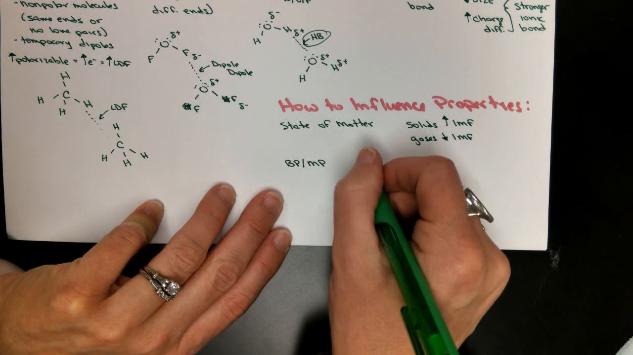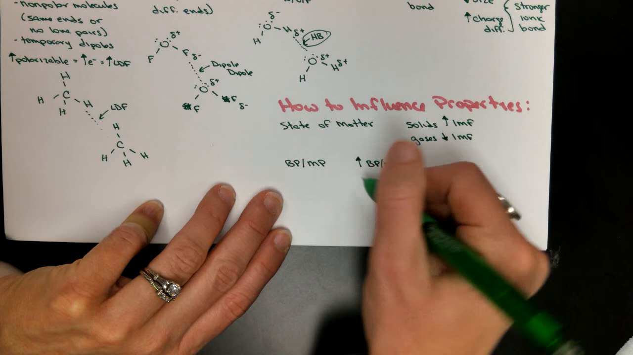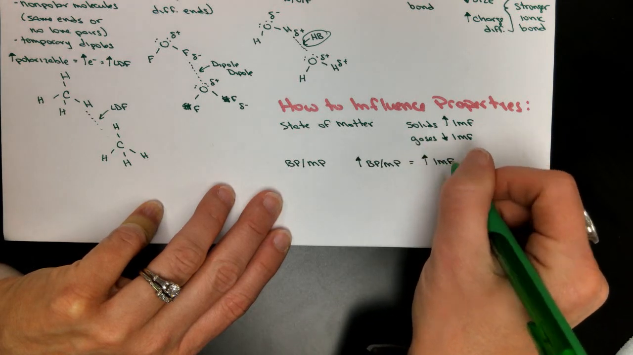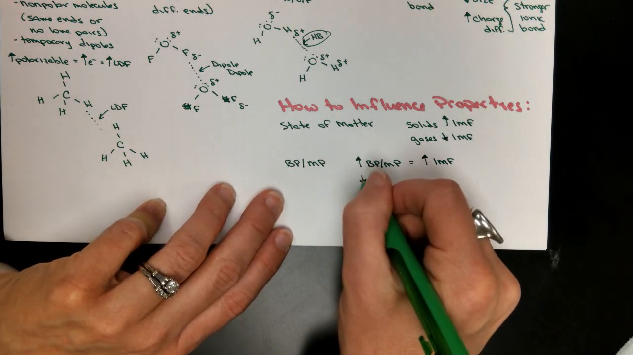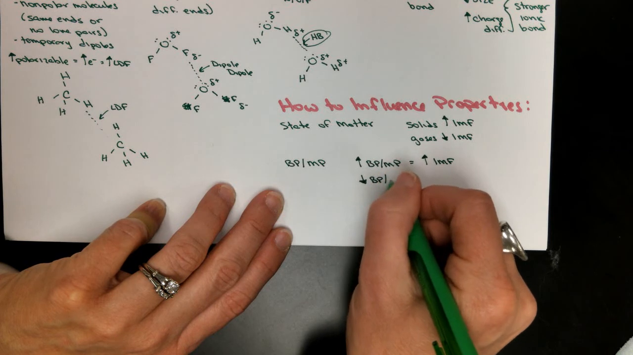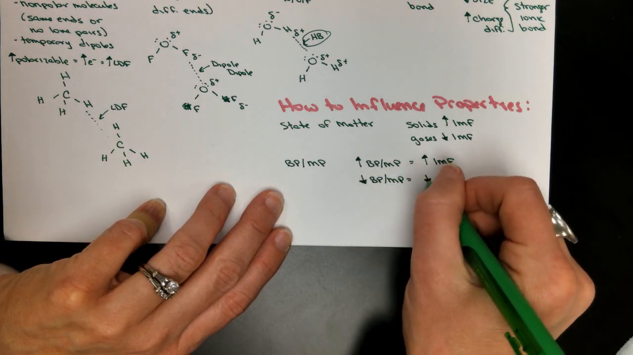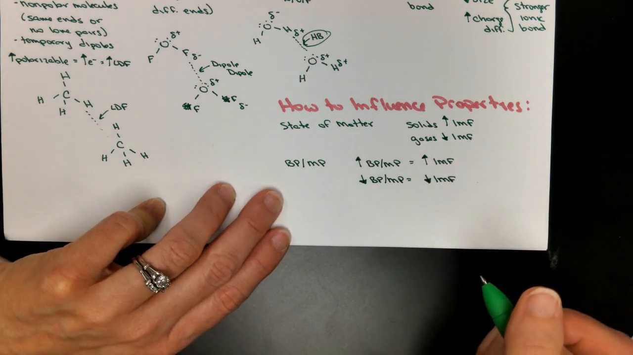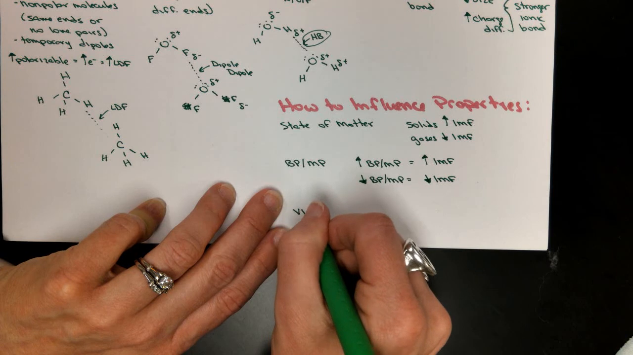So if you have a high boiling point or a high melting point, that means that we had to have a strong IMF because it took a lot of energy to weaken those forces and change the state of matter. If something has a low boiling point or a low melting point, it's going to have a weak IMF because it doesn't take as much energy to weaken those forces between the particles and separate the particles into a different state of matter.